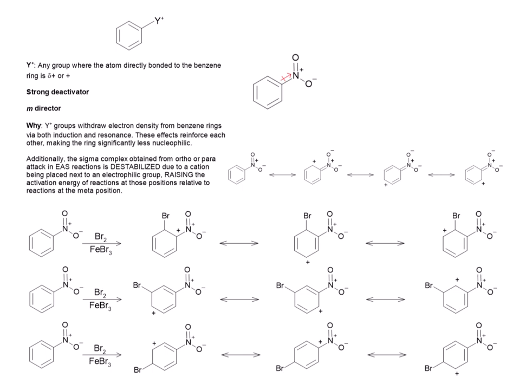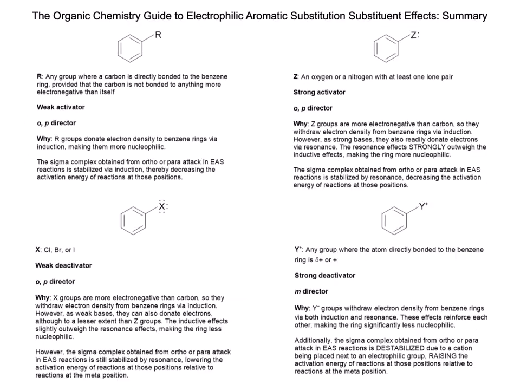In other words, we don't actually make the meta position more favorable, we just make the ortho and para positions less favorable because we raise their activation energies. That's why the Y plus group is a meta-director. Once again, I'm going to return you to this summary slide, so that way you can see all of the substituent effects, what they are and what they do, all in one place. If you'd like a downloadable copy of this, simply check out the notes for this video, where I'll direct you to how you can download this slide.